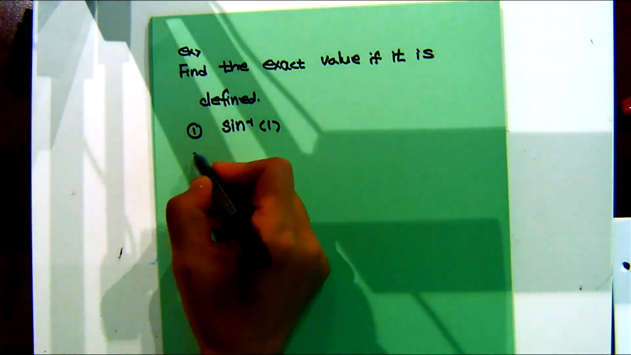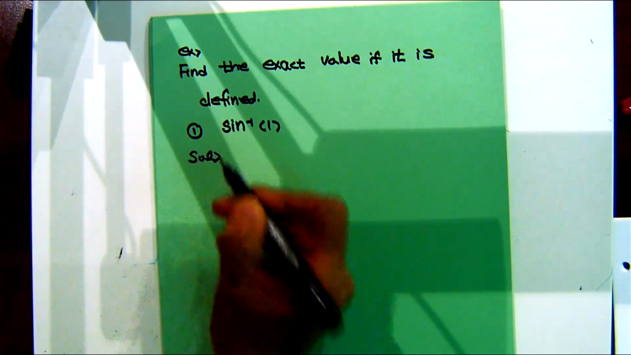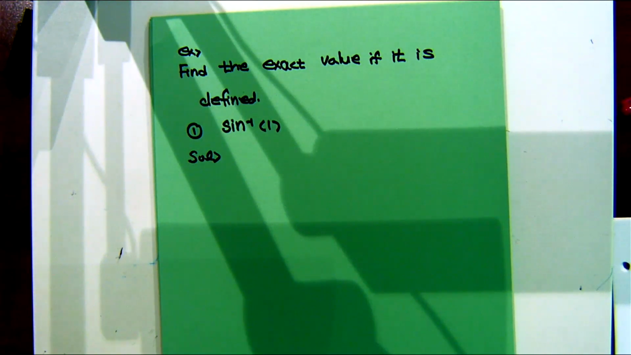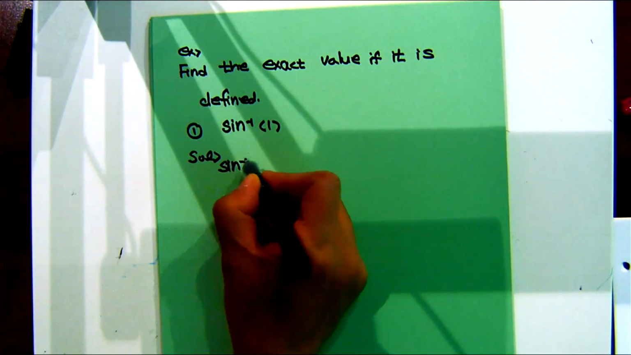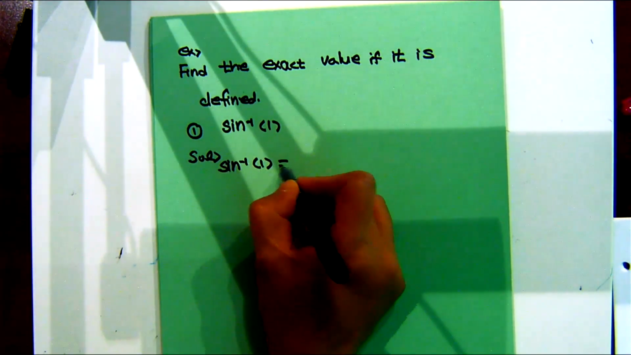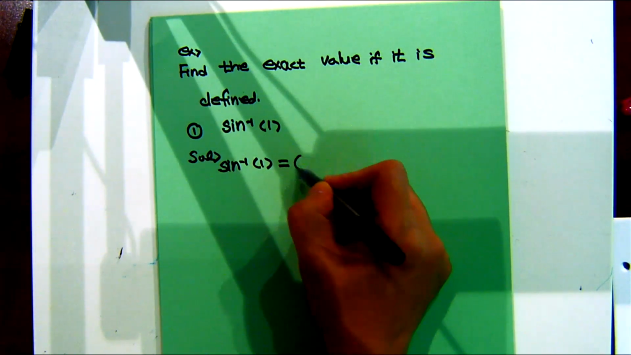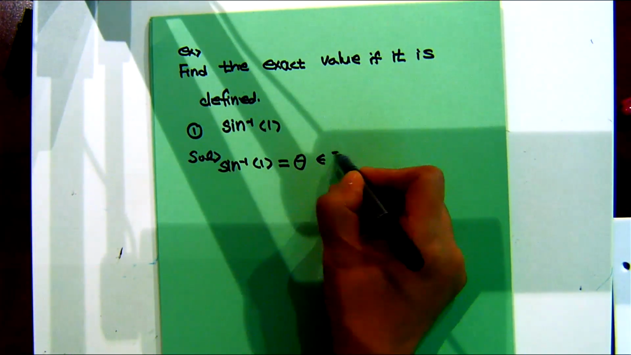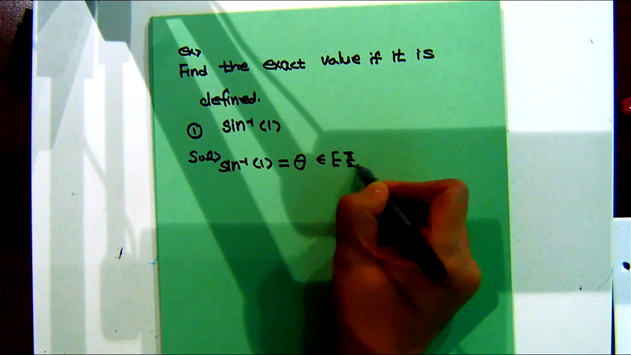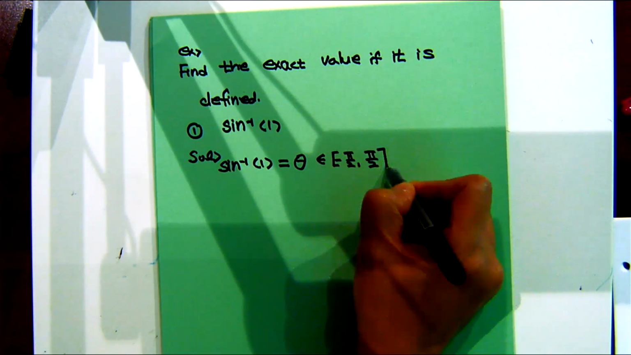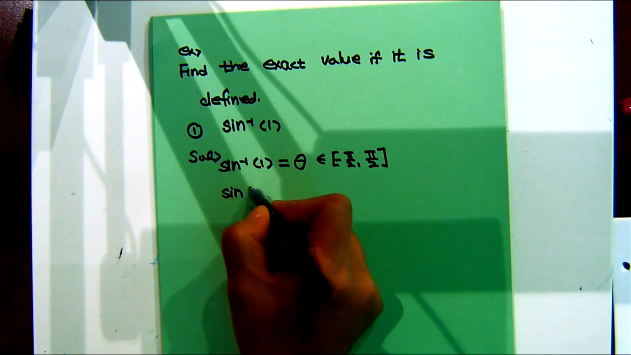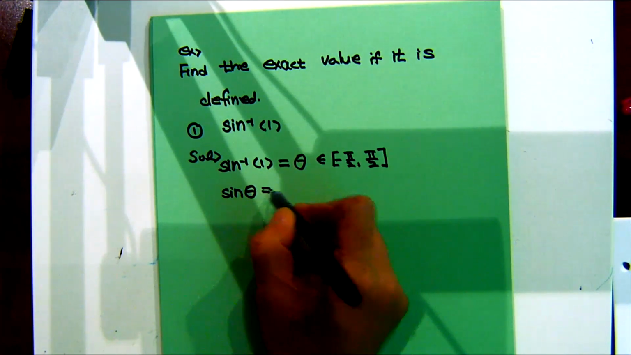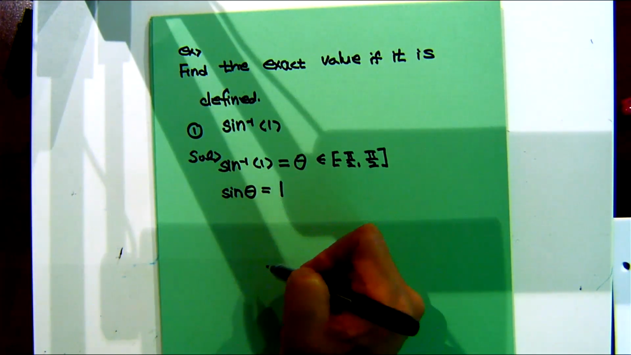I think the best way to solve the problem is just to follow through the logical step from the definition. So sine inverse of 1 means we are looking for the angle theta, which stays between -π/2 to π/2. When we evaluate angle theta, the value must be 1.